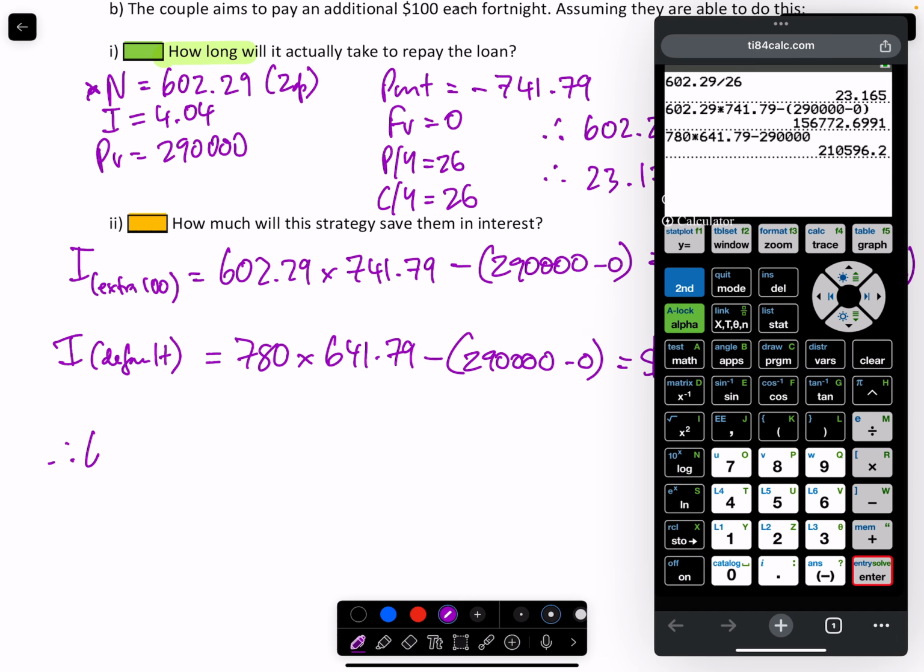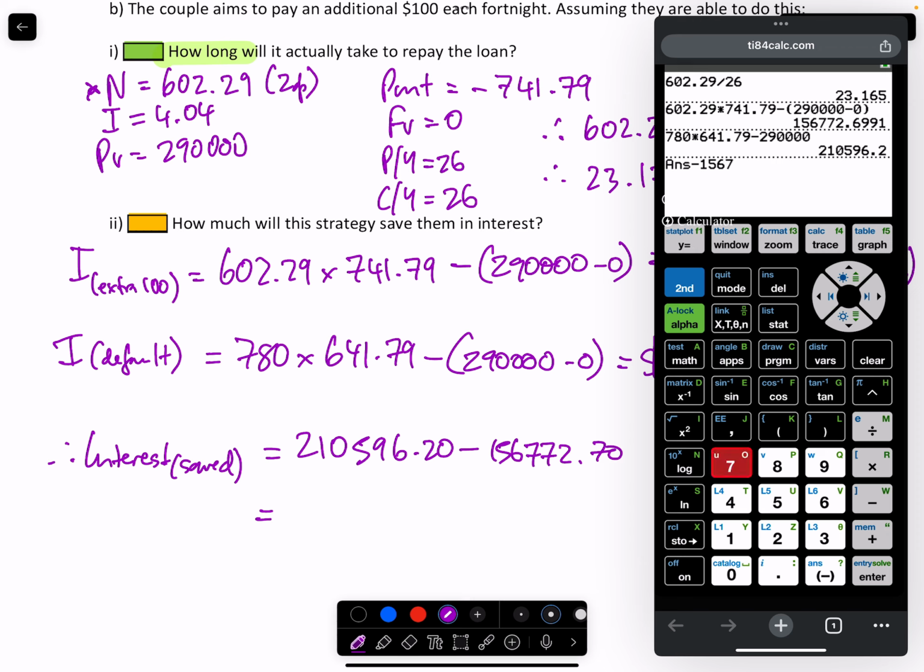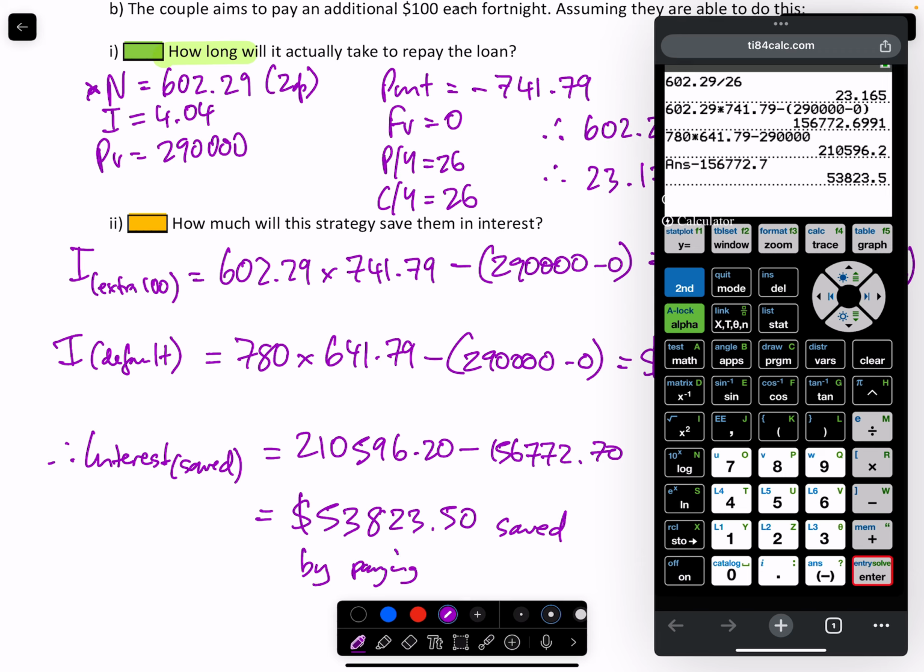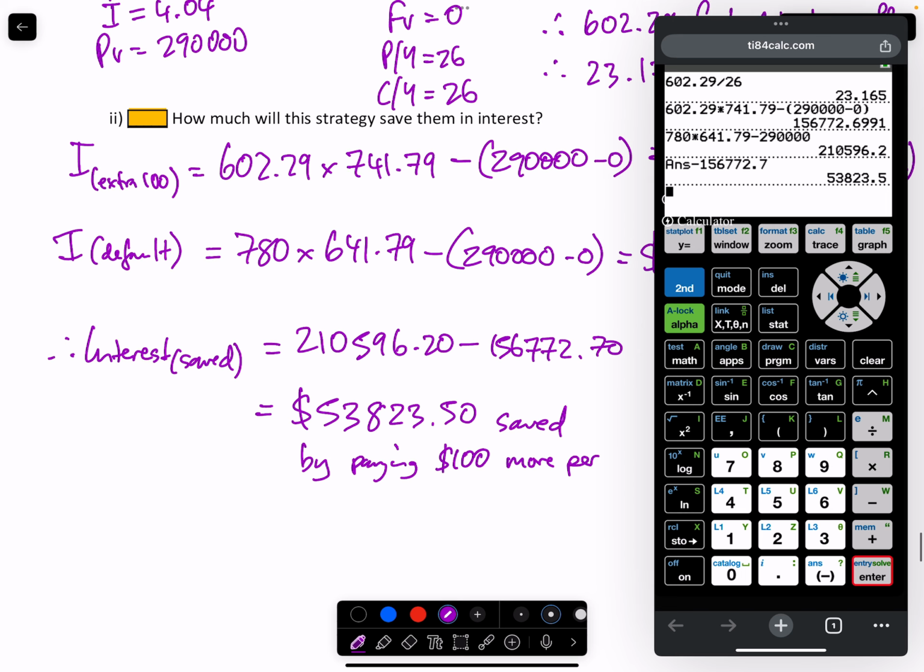Therefore, interest saved is going to be that number, $210,596.20 minus 156,772.70. $53,823.50 saved by paying $100 more per fortnight.